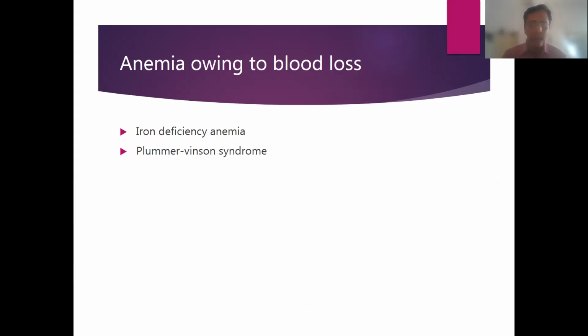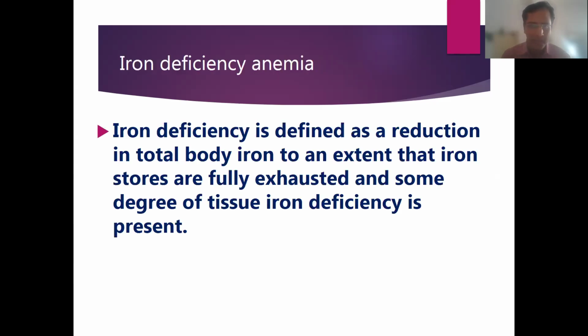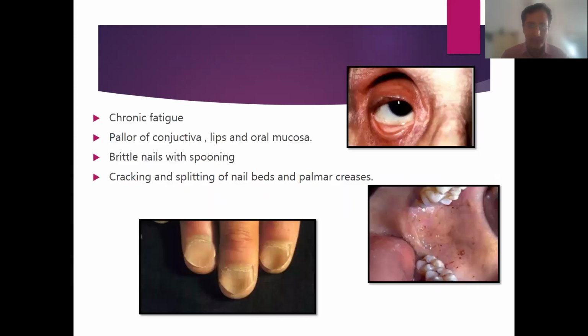It is very important when we are talking about iron deficiency anemia and Plummer-Vinson syndrome. And it is a type of syndrome. Plummer-Vinson syndrome is a type of trait. So when we are talking about the syndrome, it is a type of trait. Iron deficiency anemia is a reduction of the total body iron to an extent that iron stores are fully exhausted and some degree of iron deficiency is present.